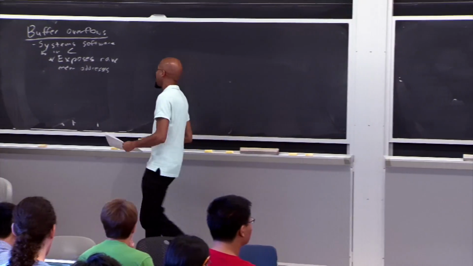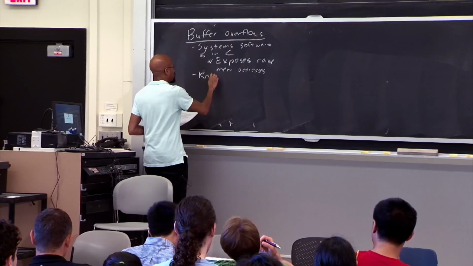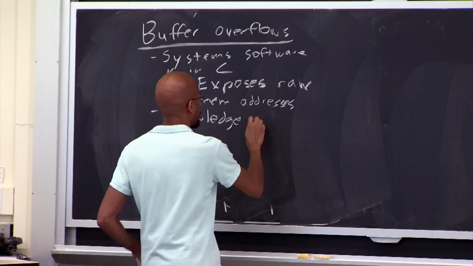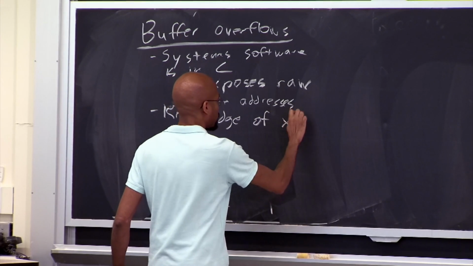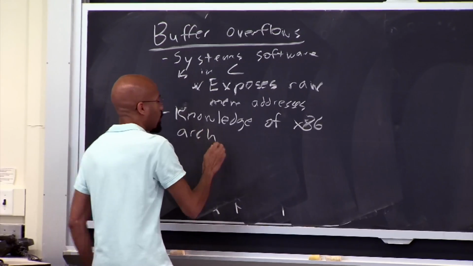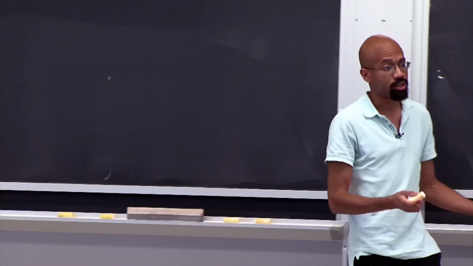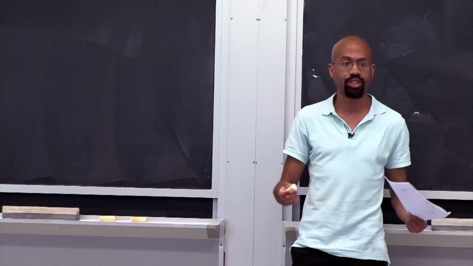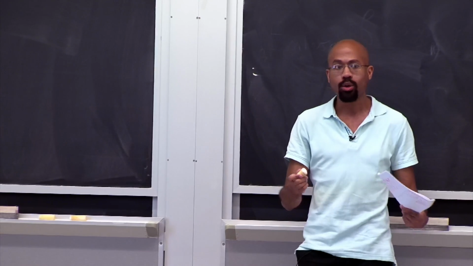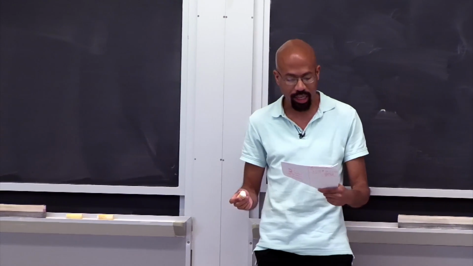These attacks also leverage knowledge of the x86 architecture. And by knowledge of that architecture, I mean things like what's the direction that the stack grows? What are the calling conventions for functions? When you invoke a C function, what is the stack going to look like? When you allocate an object on the heap, what are those heap allocation structures going to look like?